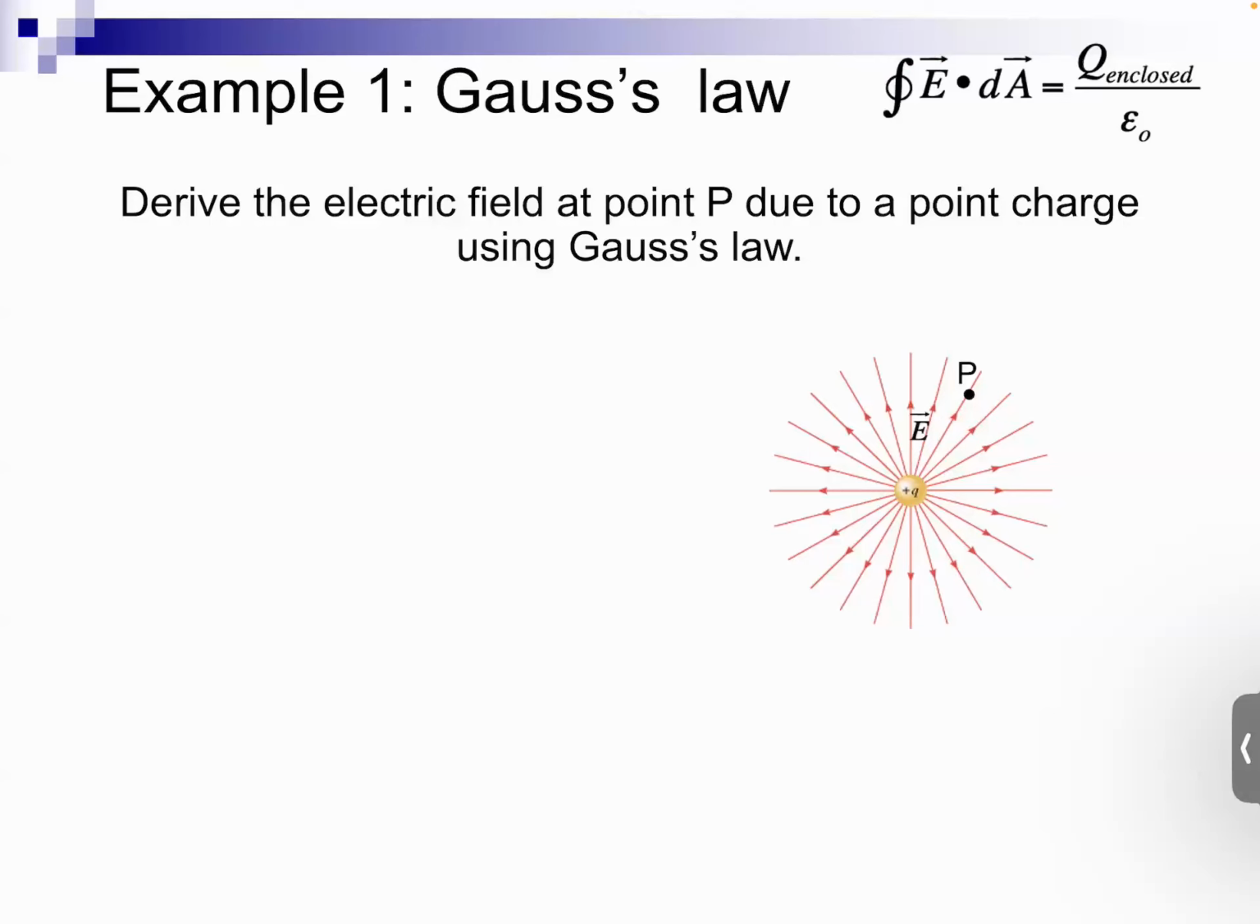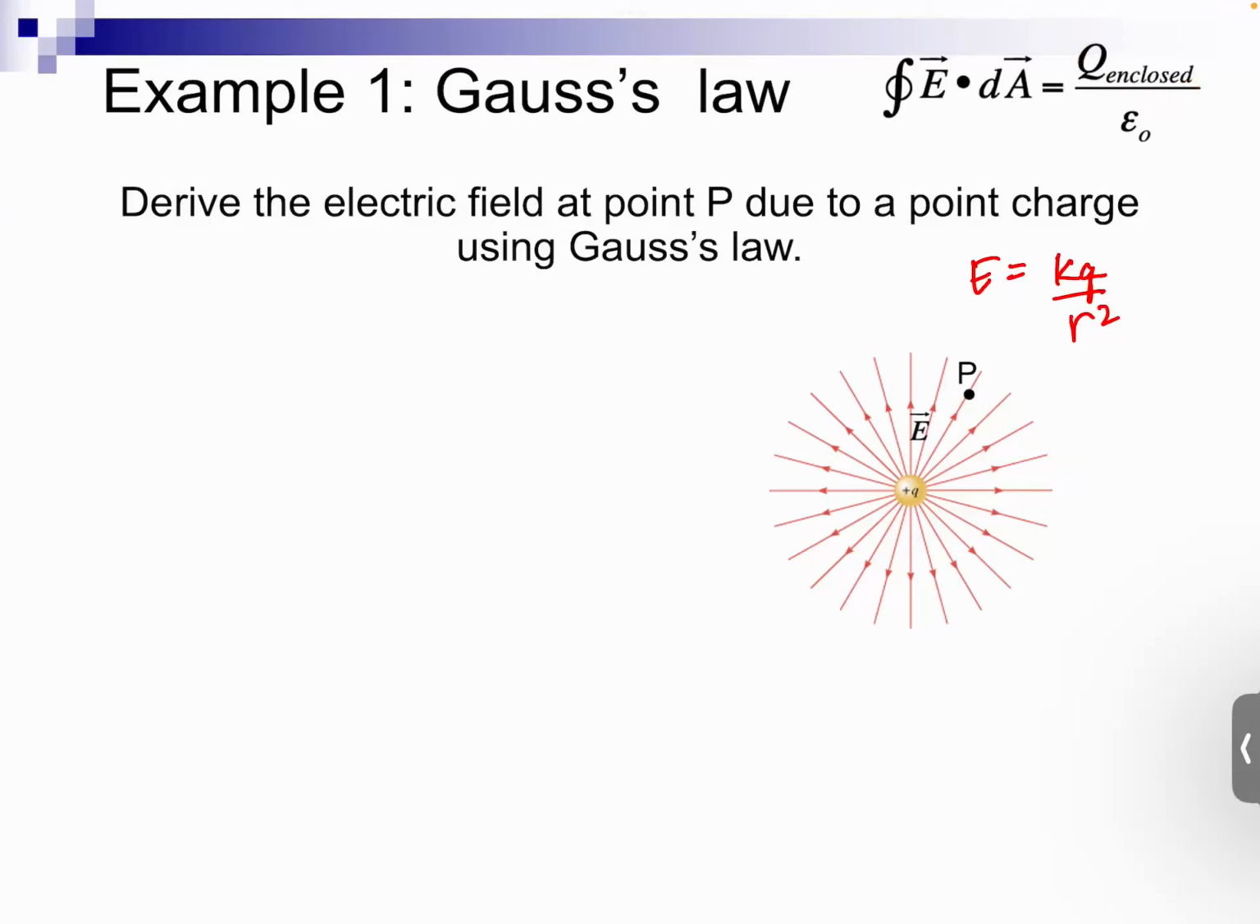Right, we already know that the electric field is KQ over R squared from the definition of the electric field, but we want to use Gauss's law to prove that the electric field is KQ over R squared. So how do we use Gauss's law to find the electric field at point P? The first step is to enclose the charge, because by enclosing the charge, we are able to find the electric flux that crosses through the closed surface.